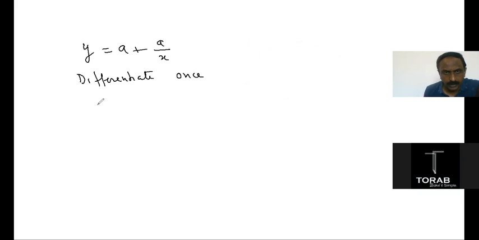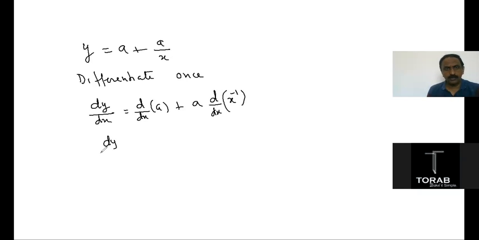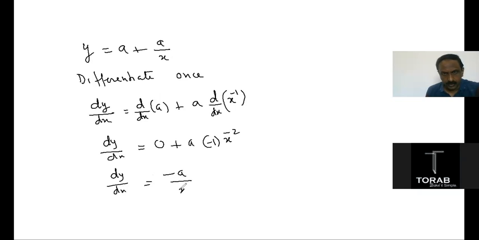Once you differentiate once, what will become? dy by dx, derivative of a. I'm writing this little step. A को बाहर निकाल दिया. Derivative of 1 by x, 1 by x को x raised to minus 1. So dy by dx is equal to 0 plus a into minus 1 x raised to minus 2. So dy by dx is equal to minus a upon x square. अभी a को सब्जेक्ट बनाने एकदम इजी हो गया, तो मैंने a को सब्जेक्ट बना दिया.